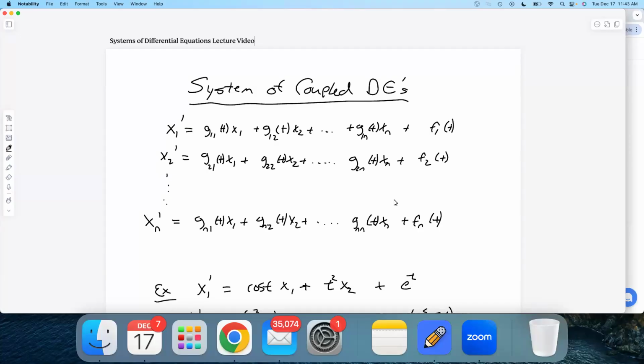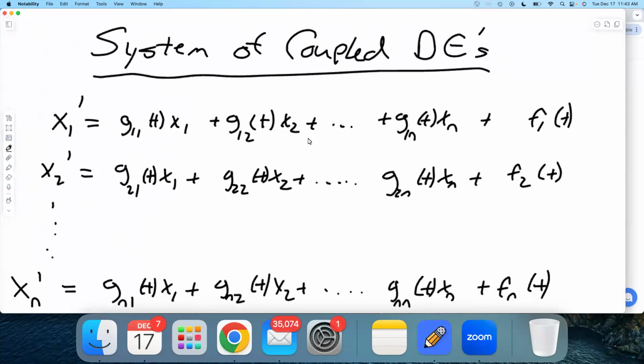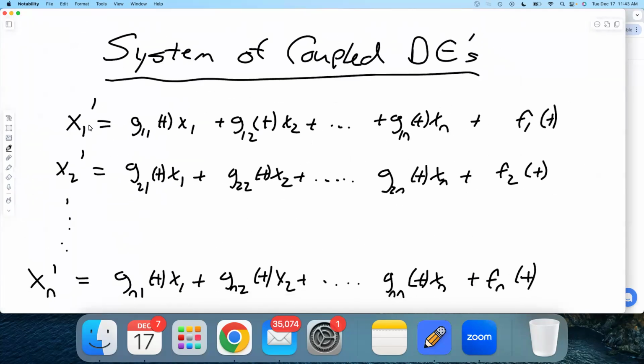Okay, we are going to talk about systems of DEs, in particular systems of coupled DEs. So in the most general case, you can see here, I've got this entire list of differential equations, and I've got one independent variable, t, and n different dependent variables that I've called x1 through xn. And each of those guys' derivatives, x1 prime, for example, depends on all the other guys. It depends on x1 up through xn.